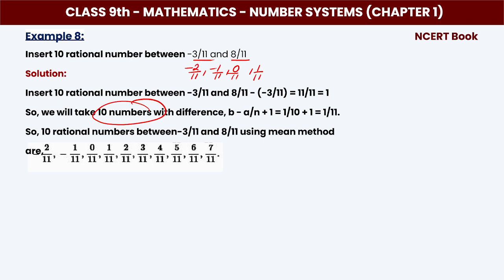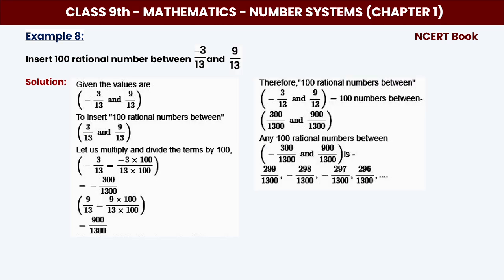So here, what is b? It's here 1 by 10. Understand it? Here minus 3 by 11. First I subtracted 8 by 11 minus 3 by 11, that is 11 by 11, which is equals to 1. Right? So we take 10 rational numbers with the difference b minus a by n plus 1. Right? So a by n it's 1 by 10 plus 1, that is 1 by 11. Okay, you can use your methods to find out the numbers between these two.